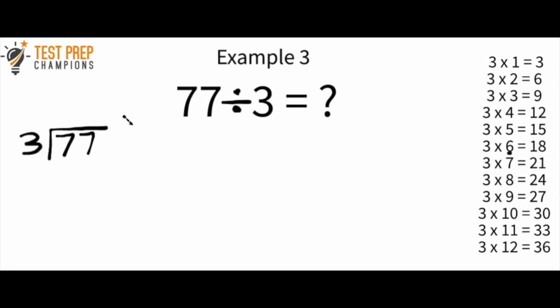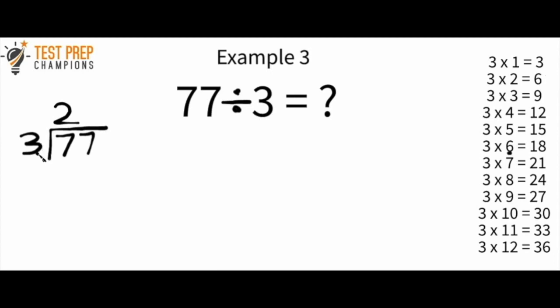And so now, as always, we want to think, how many times does 3 go into 7? And 3 is going to go into 7 2 times. And again, we know that because 3 times 2 gives me 6, which is a number that's close to 7, but it's less than 7.